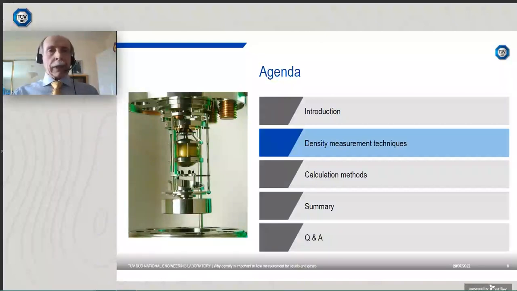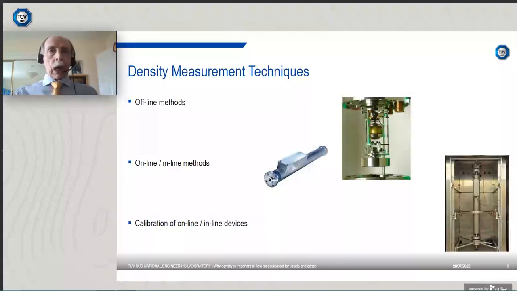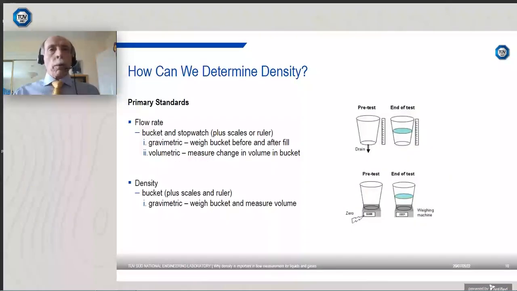Okay, so that's what density is. How do we go about actually measuring it? Well, we can split density measurement techniques into two categories: offline methods and online or inline methods. And then in parallel with that, we need to think about how we actually calibrate those online or inline devices. Offline devices need calibration too, but that's generally easier. So, how do we measure density?